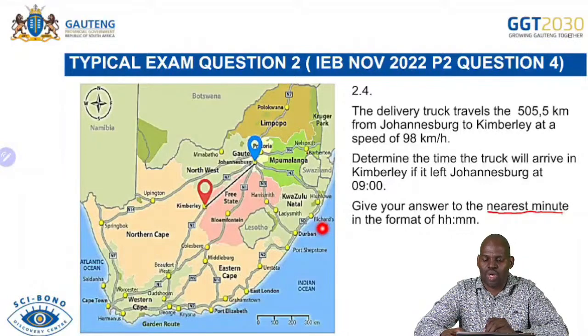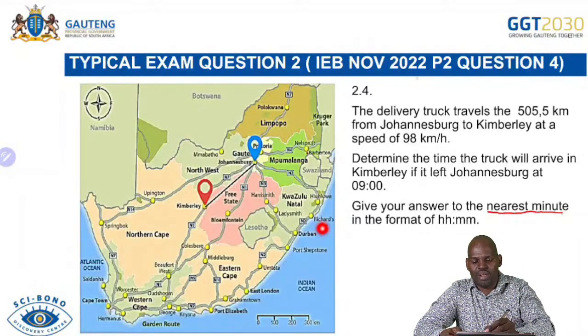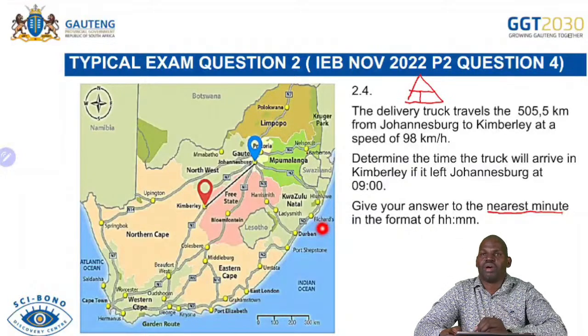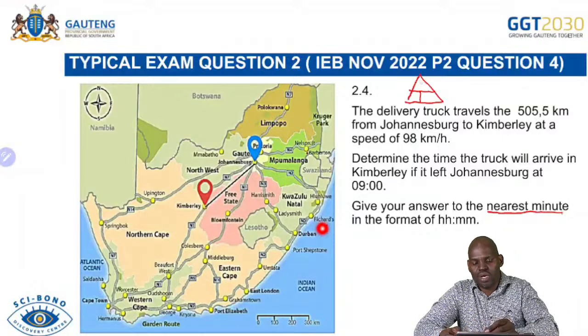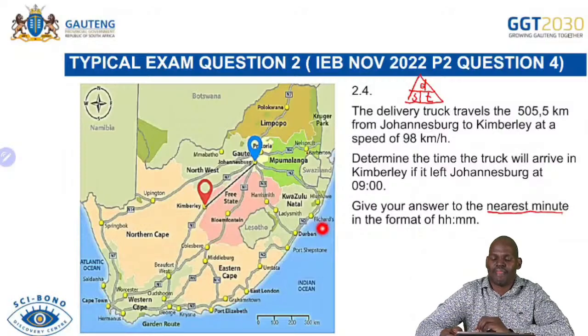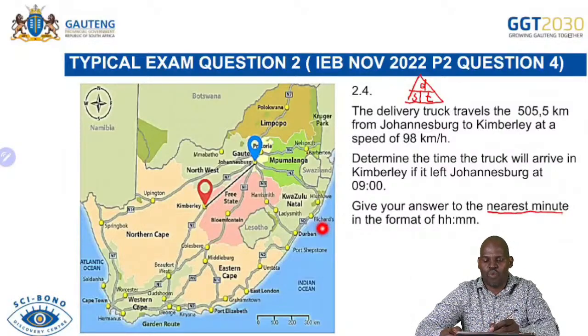Right, so how do we calculate time? Now remember the formula for the relationship between distance, speed, and time. Speed is equal to distance over time. So that means if we want to calculate speed, we take distance and divide it by time. If we want to calculate time, we take distance and divide it by speed. And if we want to calculate distance, we take speed and multiply by time. So in this case, we have to calculate time.